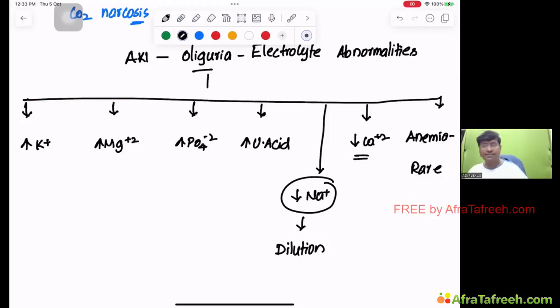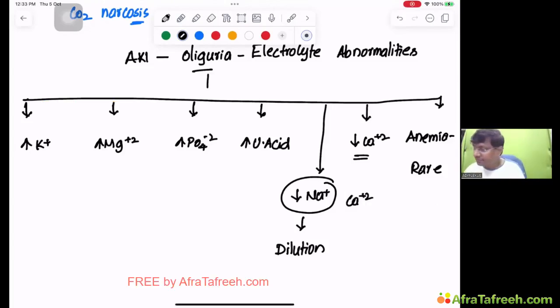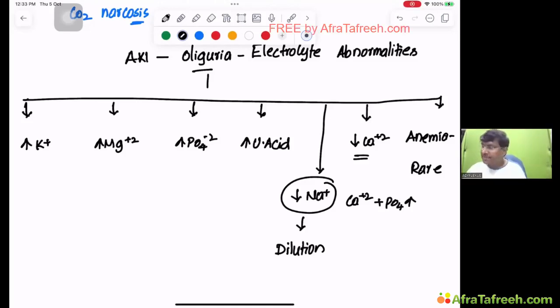So the hypocalcemia that you are observing is because the calcium will combine with phosphate, because the phosphate levels are elevated, right? So the calcium will combine with phosphate, resulting in calcium phosphate. The ionic calcium level decreases, but the phosphate keeps on increasing because it is not getting excreted. Okay, so there will be hypocalcemia because of the calcium phosphate formation.